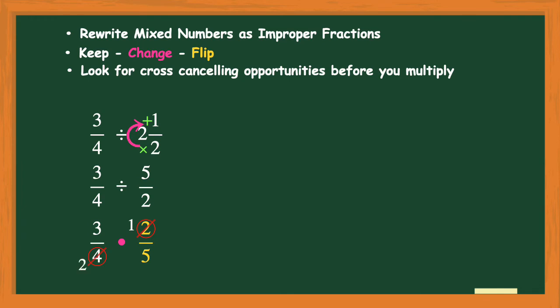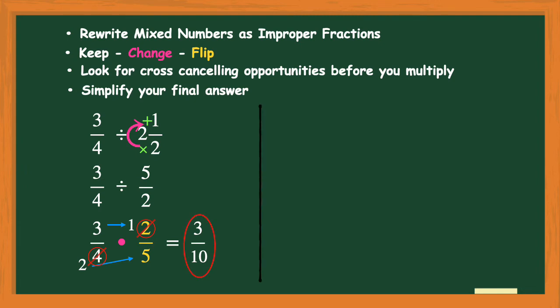So now I'm ready to multiply my numerators. So 3 times 1 gives me 3, and 2 times 5 gives me 10. Now the last thing that I need to do is to look at my final answer one more time and make sure that I can't simplify it any further. And that means I'm checking to see, do they share any common factor other than 1? And 3 and 10 do not, so I know that I'm done.